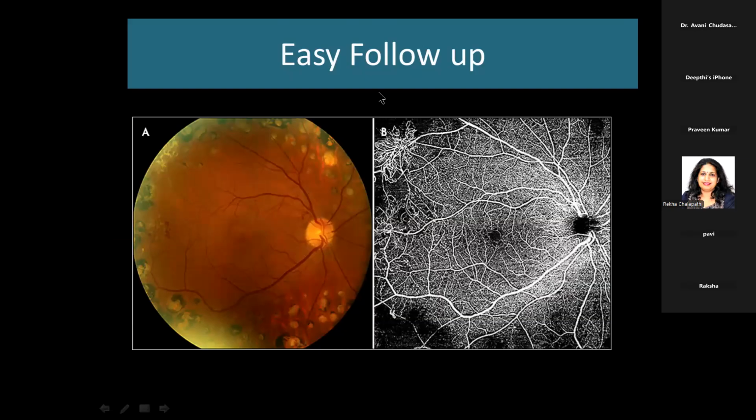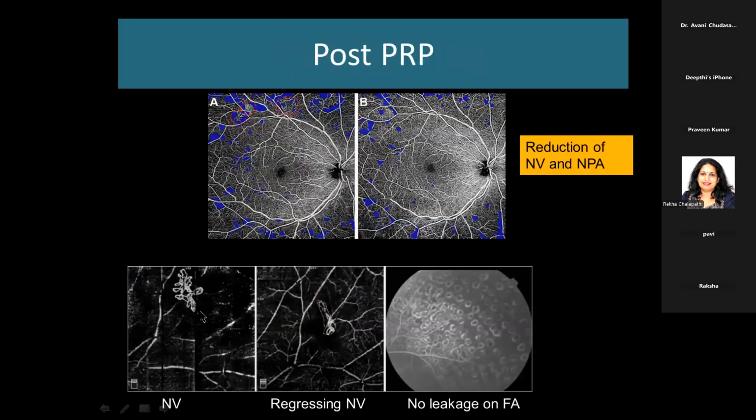Post-PRP also, you can follow up the patient. You can see that in the neovascular network there is a decrease in caliber. So post-PRP, persistent neovascularization can be easily followed up. See, this is a neovascularization network you've seen. This is a regressing neovascularization.